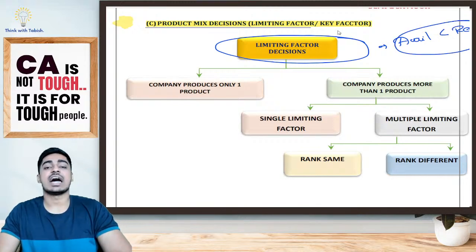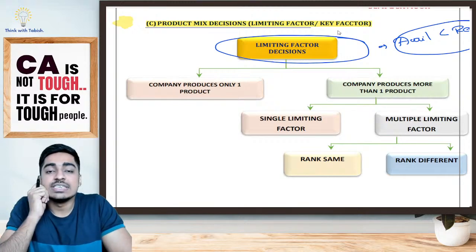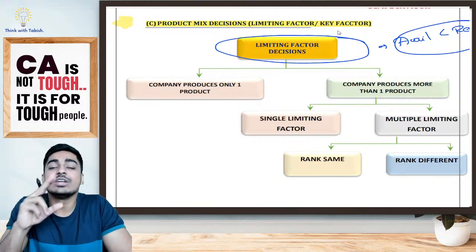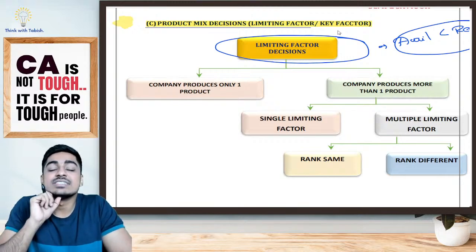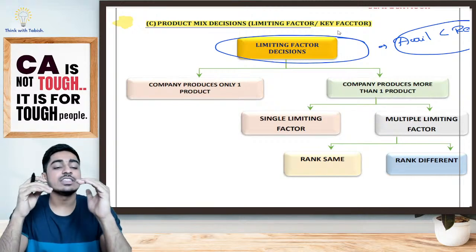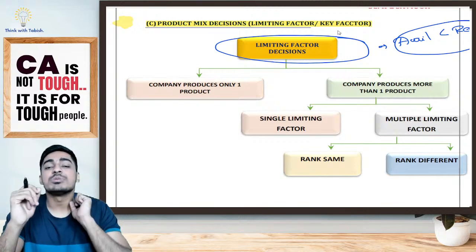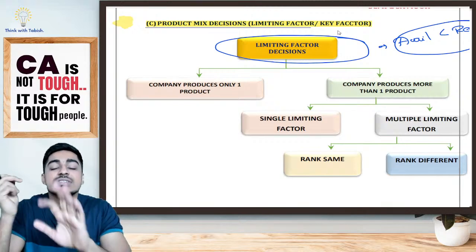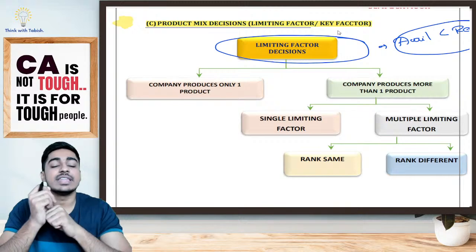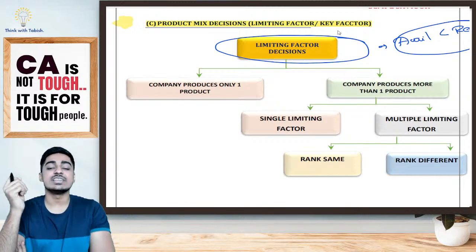Suppose I'll tell, yes, I want total 100 days to study for CA final, but I have only 20 days. So number of days is a limiting factor. Yes or no? Suppose I have a demand of 10,000 shirts, 20,000 pants. To fulfill this, I want 50,000 labor hours, but I have only 20,000 labor hours. Labor hours is a limiting factor. It is resources available is less than the resources required.